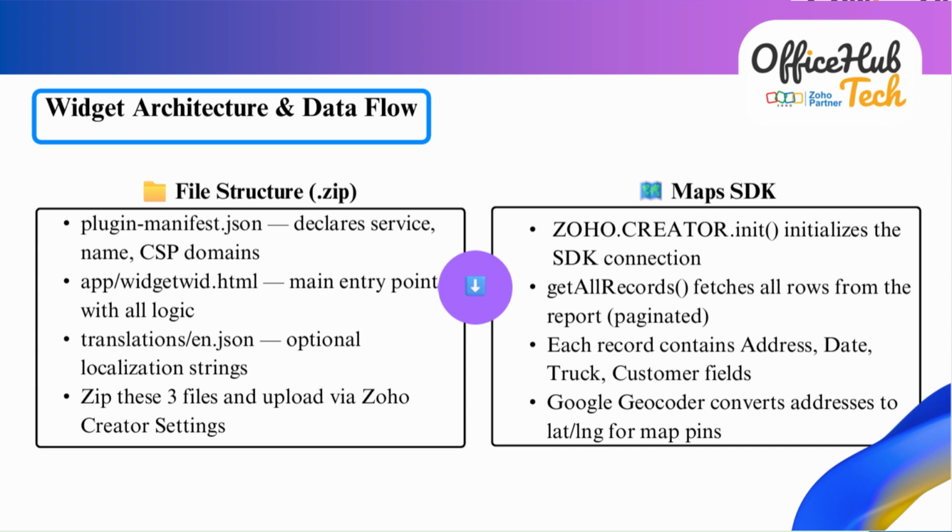Once we have the address, we pass it to the Google Geocoder API. Geocoding converts a text address, like the sample data 123 Main Street, Orlando, into latitude and longitude coordinates, because that is what Google Maps needs to drop a pin. That geocoded coordinate then becomes a marker on the map. So the full flow is Zoho data, then the widget, then geocoding, then mapping.